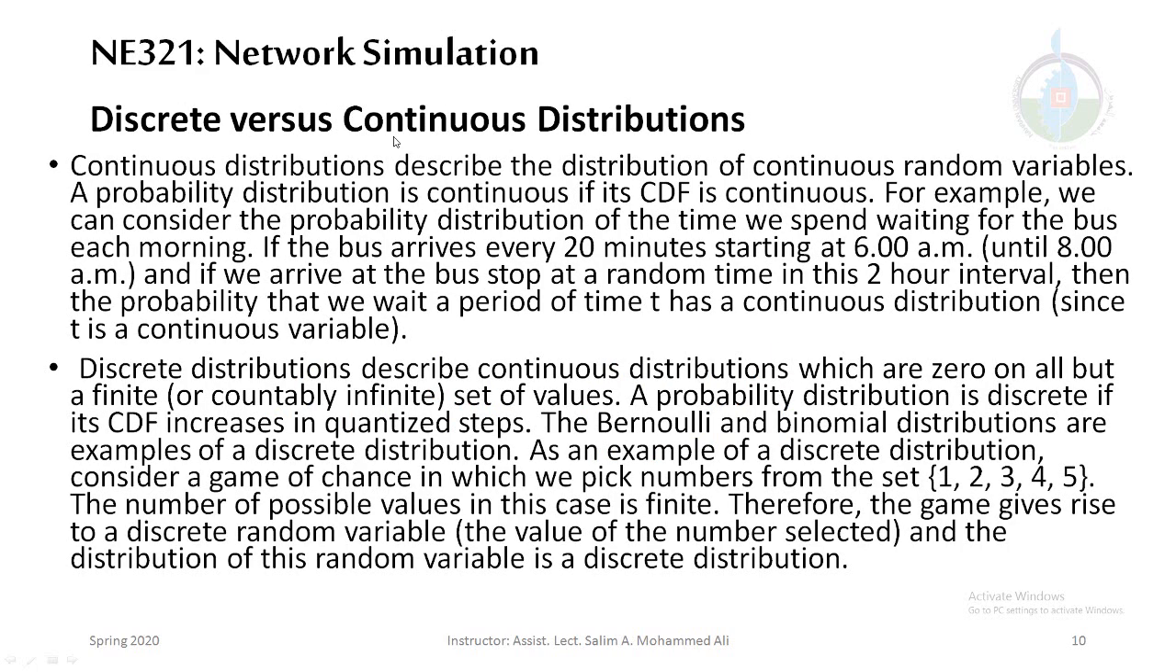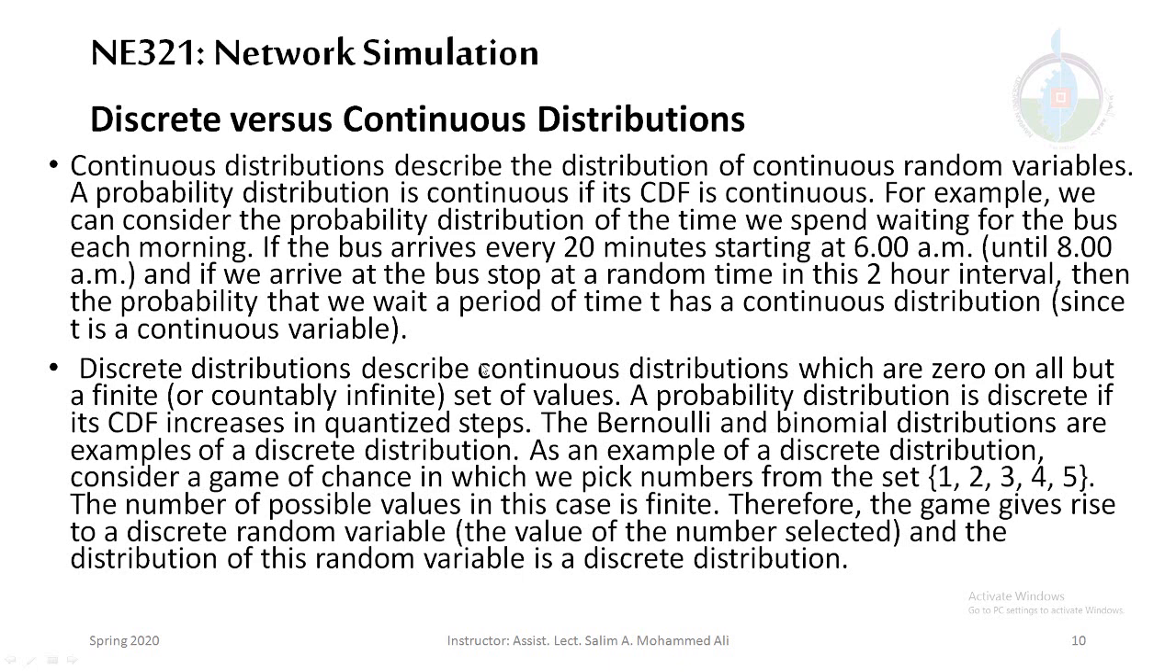Okay. Discrete versus continuous distributions. A continuous distribution describes the distribution of continuous random variables. A probability distribution is continuous if its CDF is continuous. For example, we can consider the probability distribution of the time we spend waiting for the bus each morning. If the bus arrives every 20 minutes, starting at 6 a.m. until 8 a.m., and if we arrive at the bus stop at a random time in this 2-hour interval, then the probability that we wait a period of time t has a continuous distribution, since t is a continuous variable.